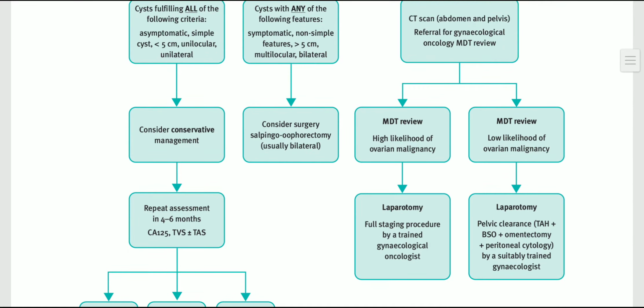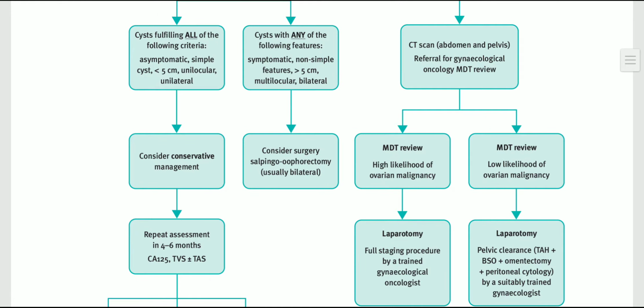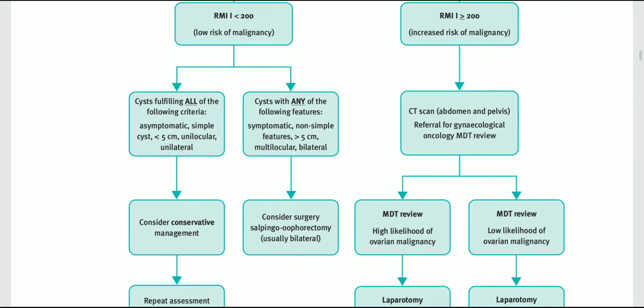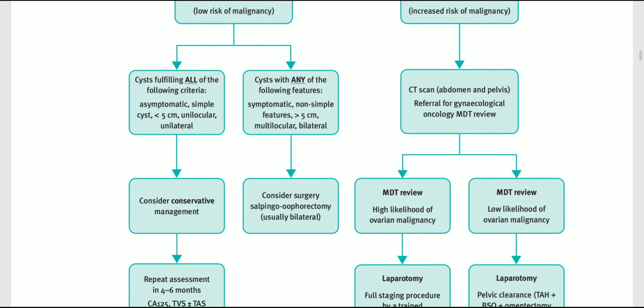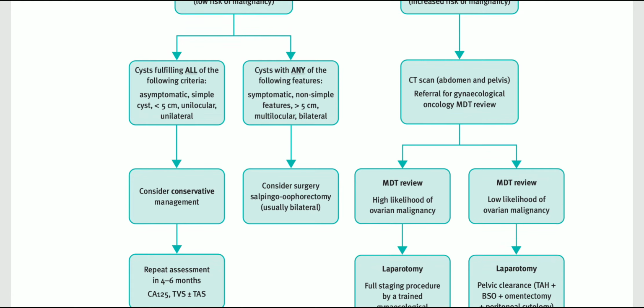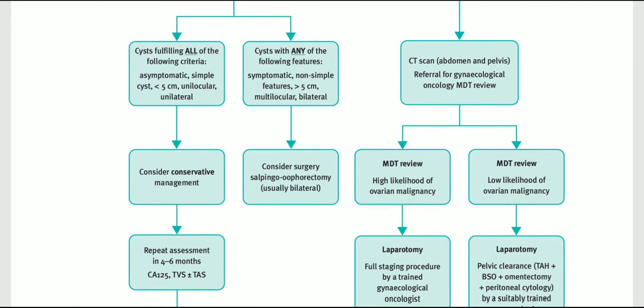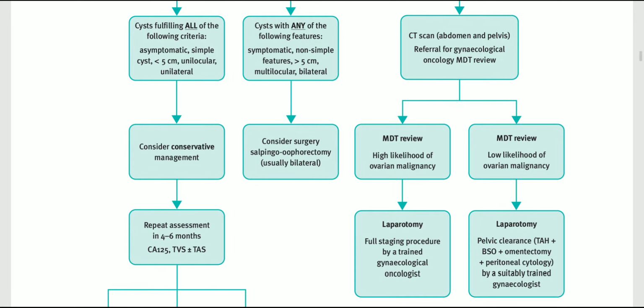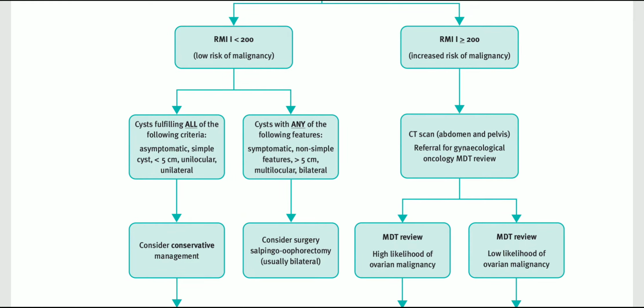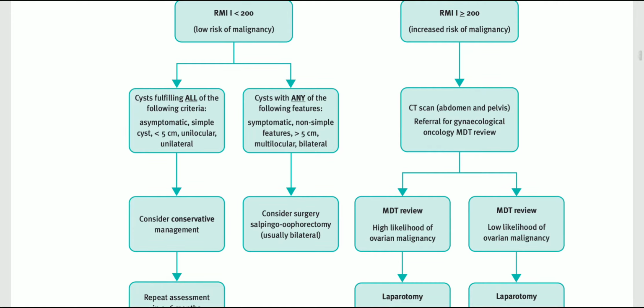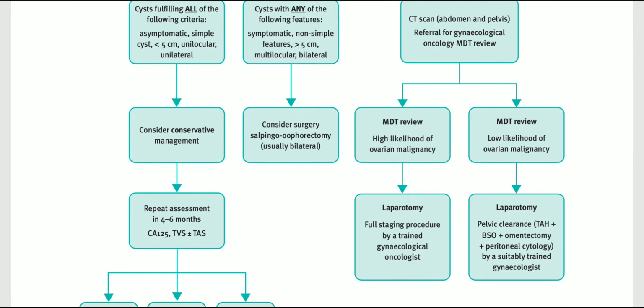Now what do we have to do if the RMI is less than 200, but the cyst doesn't follow the features of conservative management: if it is non-simple, if it is more than 5 centimeter, if it is multilocular and bilateral? Then we have to consider surgery, salpingo-oophorectomy, usually bilateral. And if the RMI is more than 200, then we have to do CT scan of abdomen and pelvis, and refer to a gynecological oncologist and MDT review.